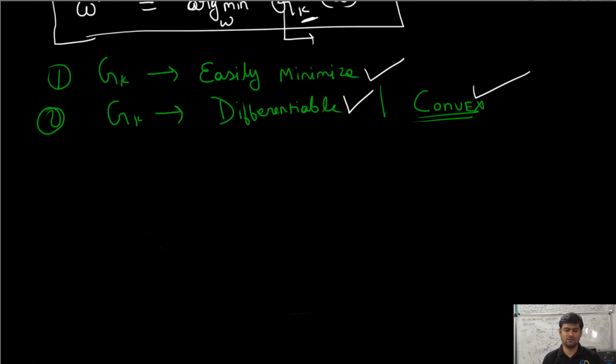So now we will see a graphical example of how the majorization minimization algorithm works, and then we will derive the pseudocode for the majorization minimization algorithm.